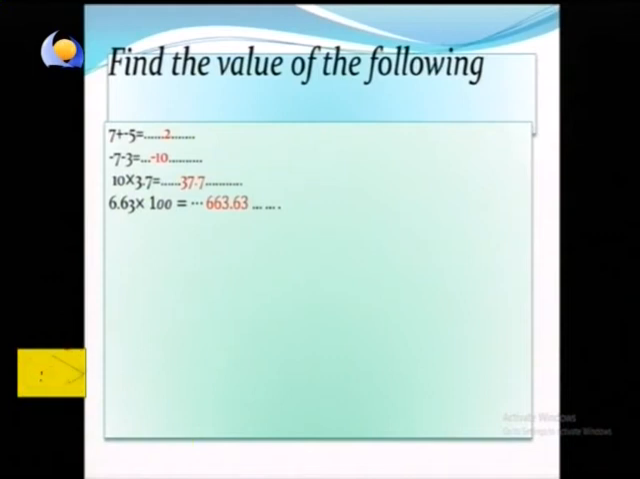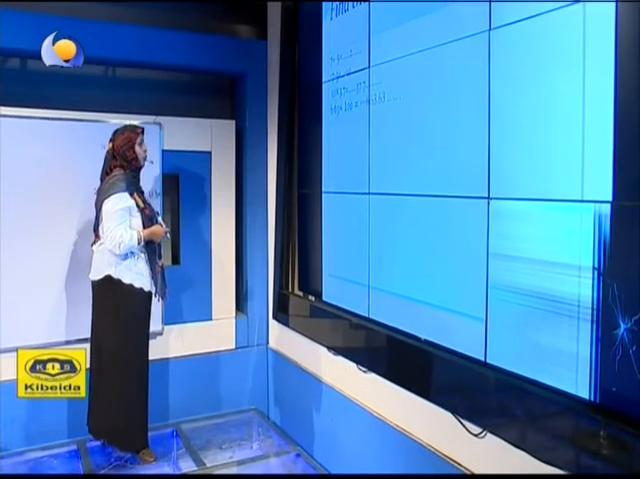If it is 6.63 recurring times 100, then move the decimal 2 places, and I have a small tip. The number of places that you move the decimal is according to the number of zeros. If it is 10, 1 zero, 1 place. 100, 2 places, because it has 2 zeros.